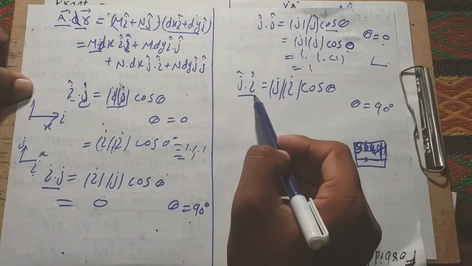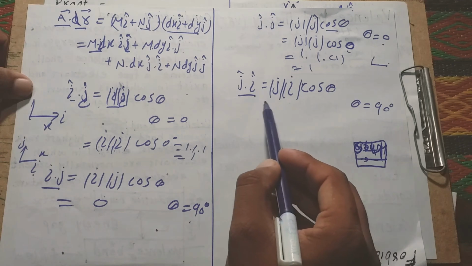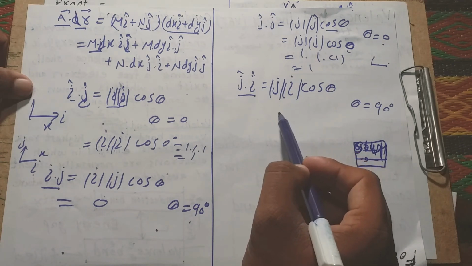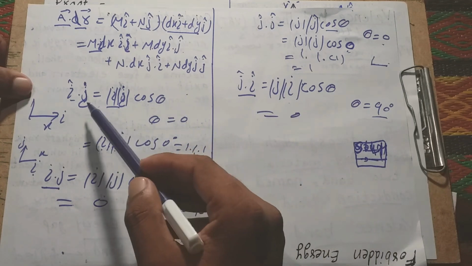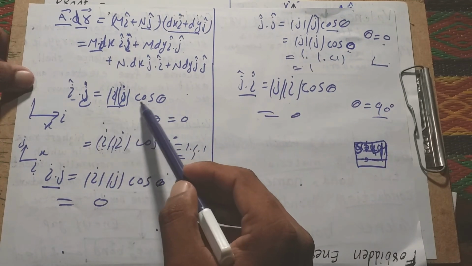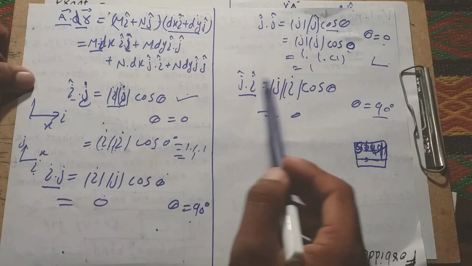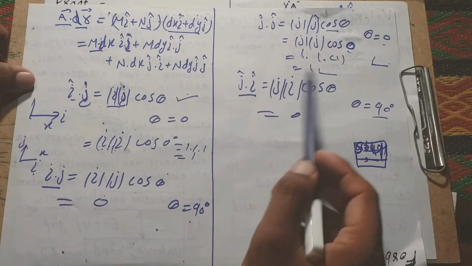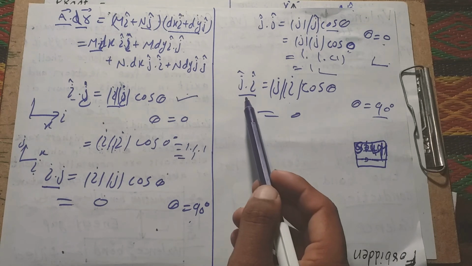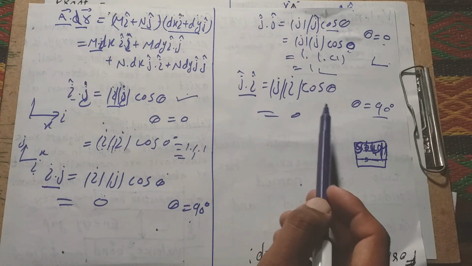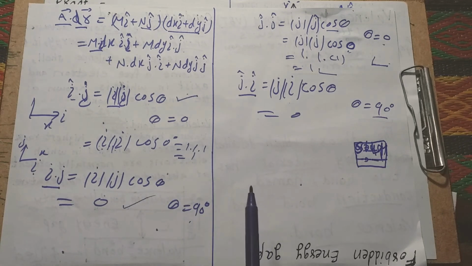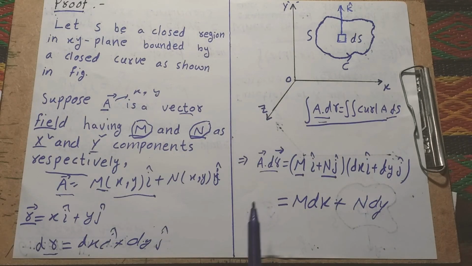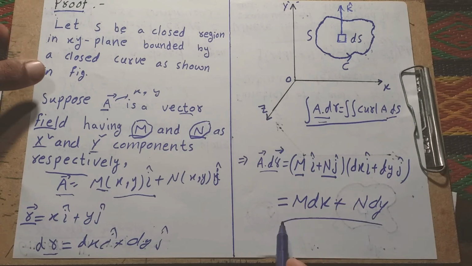And this is in a different plane, so the angle between them is 90 and the result is 0. That is the reason the unit vectors i dot i and j dot j give answer 1, and the dot products j dot i and i dot j are equal to 0. Understand? That is the reason we got this.